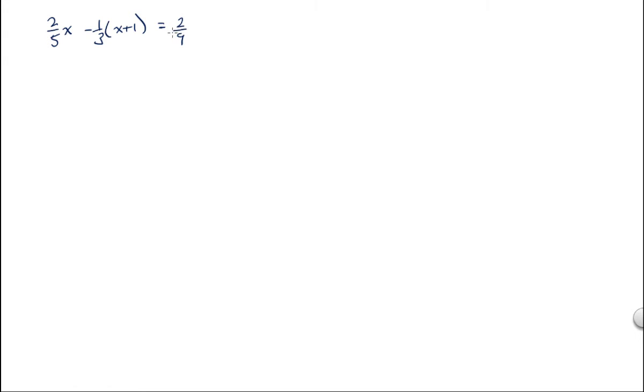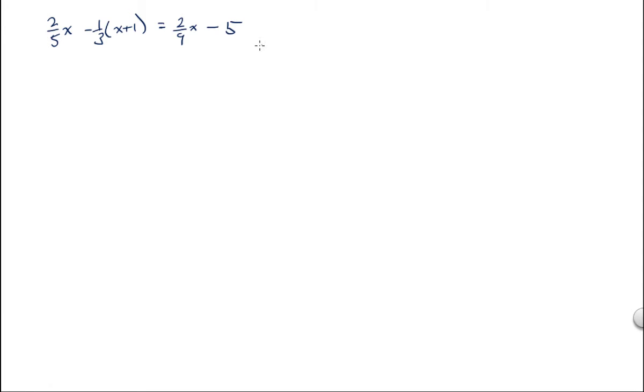2/9 x minus 5. Now, I don't know about you, but all these fractions here are kind of making me nervous. You can work with it. You can distribute the negative 1/3 through here. That's fine, but then you're going to have to deal with subtracting 2/5 and 2/9 at some point.